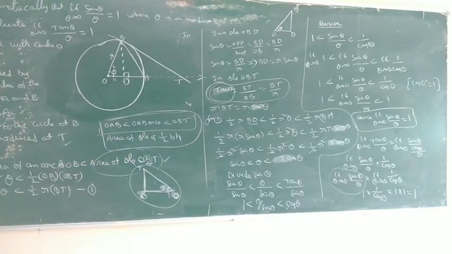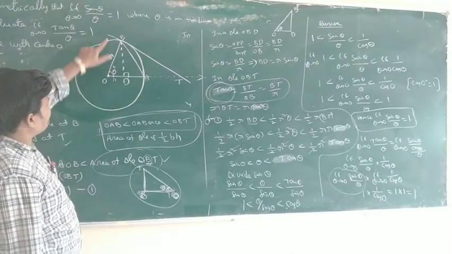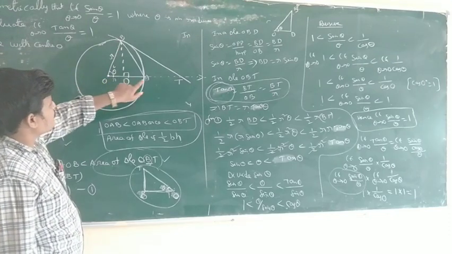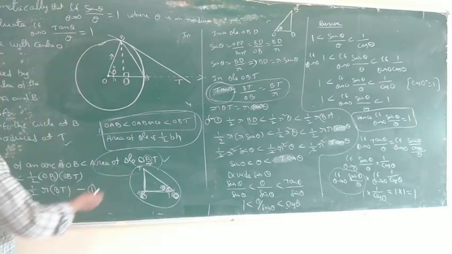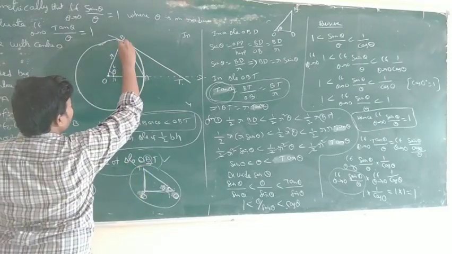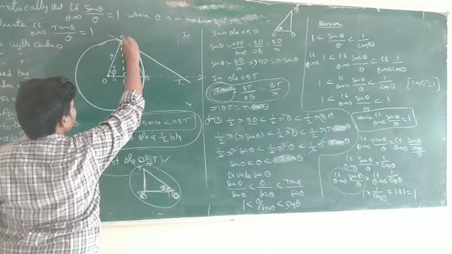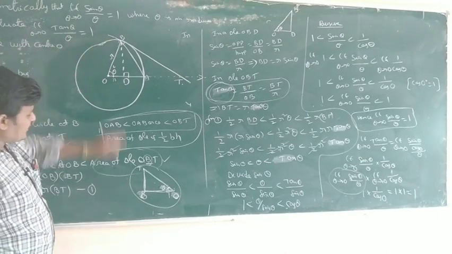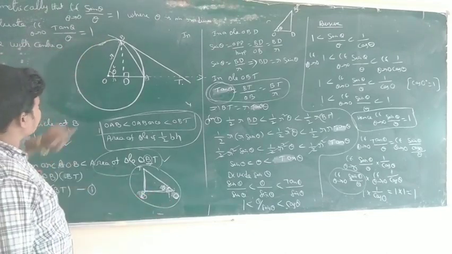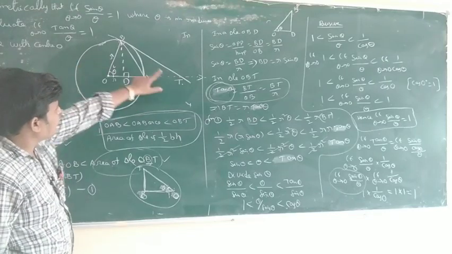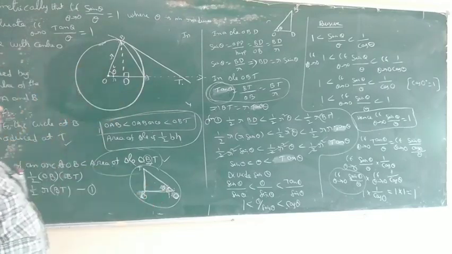Next, the area. What is it? First, the OAB triangle, for example the AOB triangle, is simple. This is the height BD, with the base O. But the difficulty is the OBT triangle. The angle is here. OB is the base. Next, BT is the height and OT is the hypotenuse.